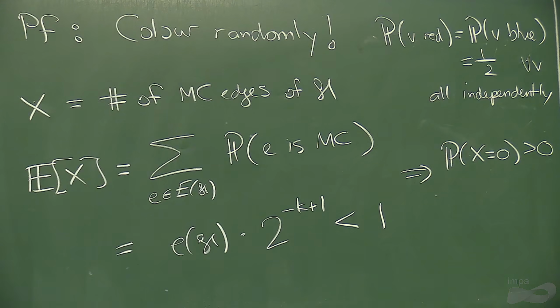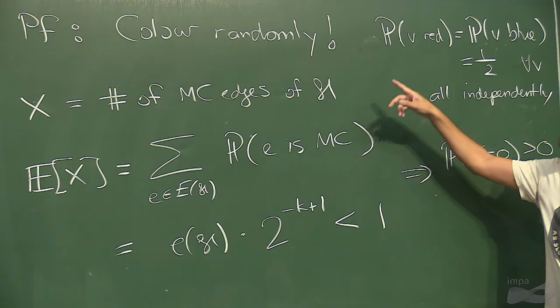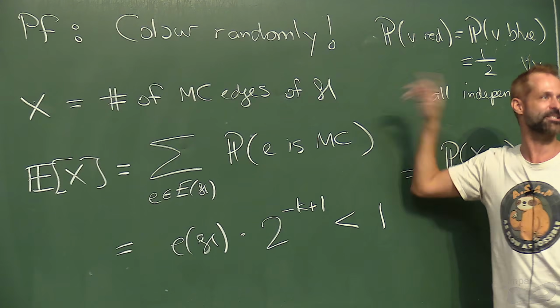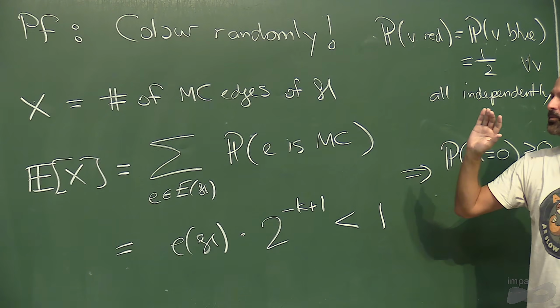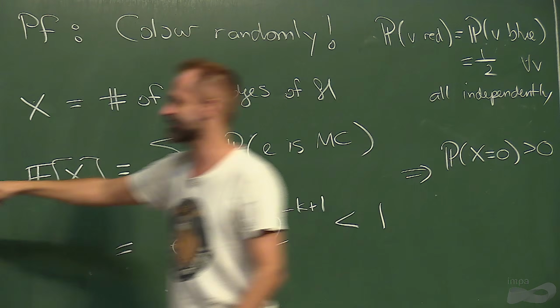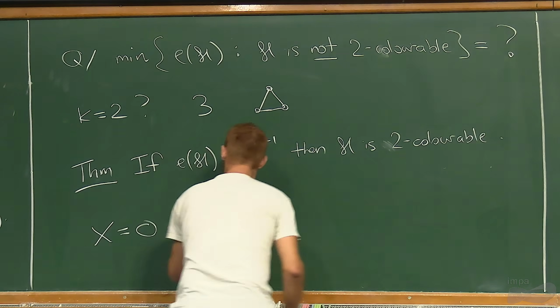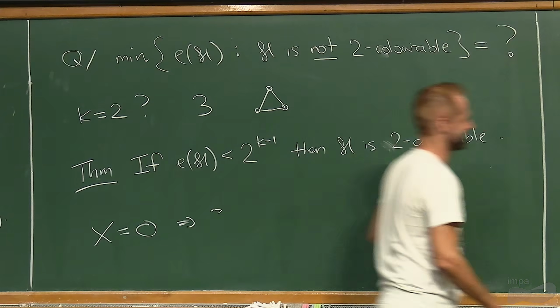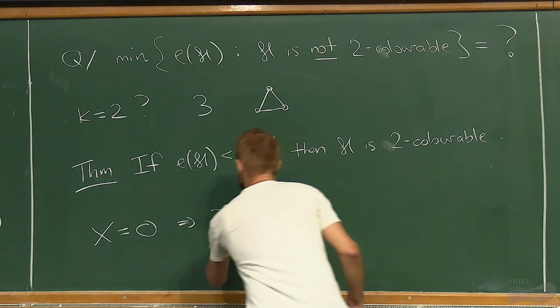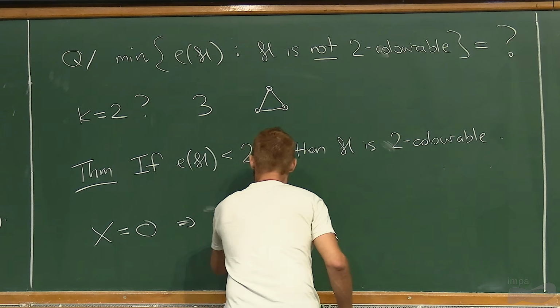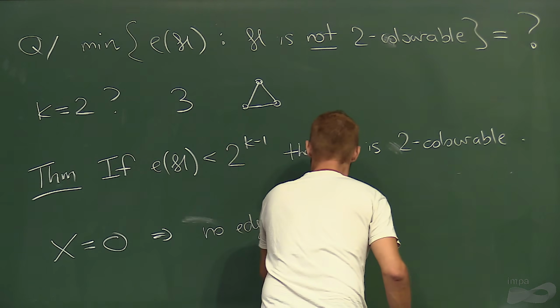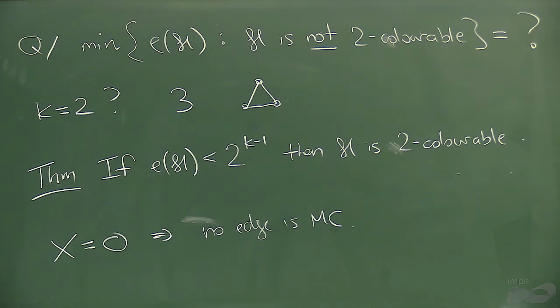But what does this mean? The probability x is 0 is positive in a random coloring. There must be some coloring for which x is 0. But that's exactly what we're trying to find. X equals 0 implies no edge is monochromatic. In fact, if and only if. That's what x equals 0 means. So we're done.